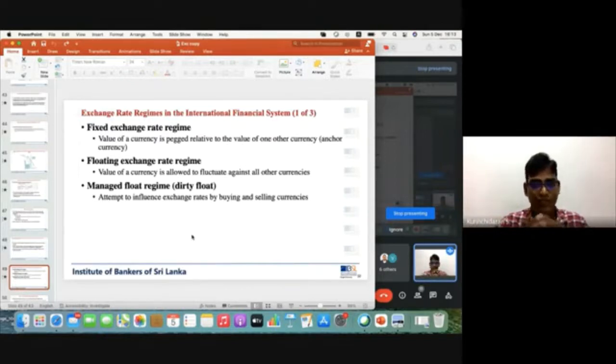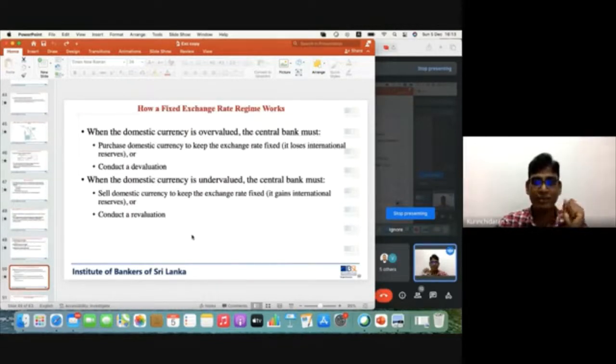So what do you mean by intervention? We have seen, if you have a kind of exchange rate band, and the exchange rate goes beyond that, you intervene in the market. Or if it comes down below some extent, you intervene in the market and manage it, as we discussed earlier. So these are 3 kinds of regimes. And also I have given some explanation of how a fixed exchange rate regime works.